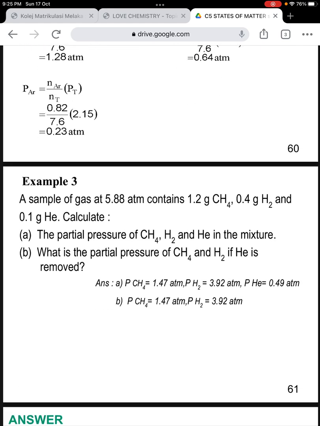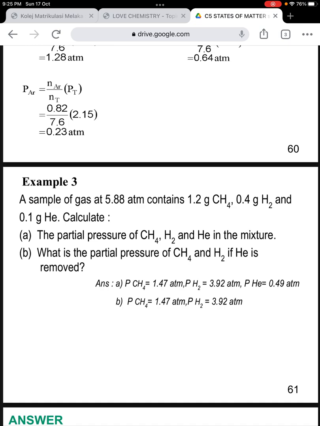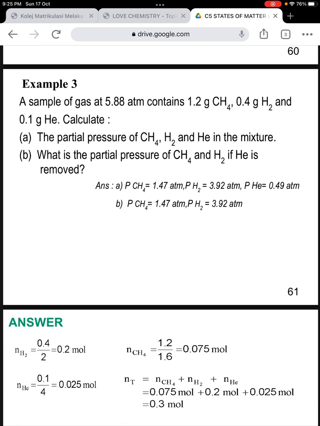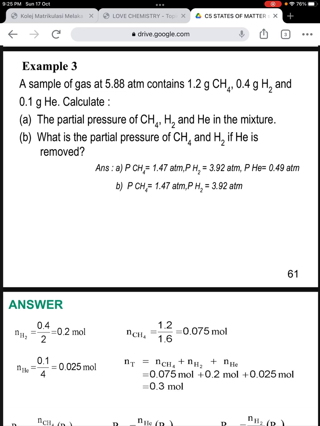One more example. Example 3. A sample of gas at 5.88 atm contains 1.2 gram of methane, 0.4 gram of hydrogen and 0.1 gram of helium. Calculate the partial pressure of CH4, H2 and He in the mixture. And the second question, what is the partial pressure of CH4 and H2 if He is removed? So first step, like the first example, we calculate the mole, mass divided by molar mass. We can find the mole of H2, He and CH4.